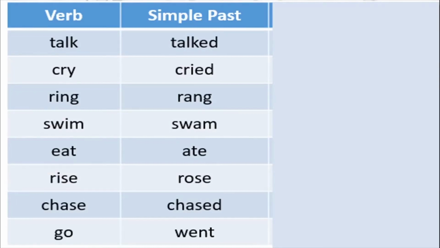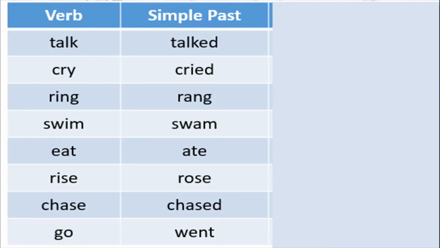So let us look at some examples now of a verb and its simple past form and its past participle form, and I will highlight the differences to you. So look at the verbs here. Verb is talk, simple past is talked, cry is cried, ring is rang, swim is swam, eat is ate, rise is rose, chase is chased, and go is went. So this is the simple past.